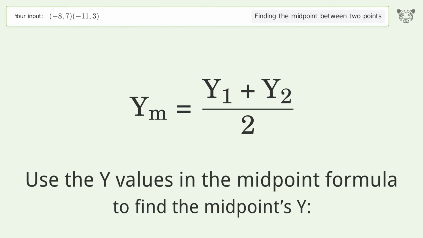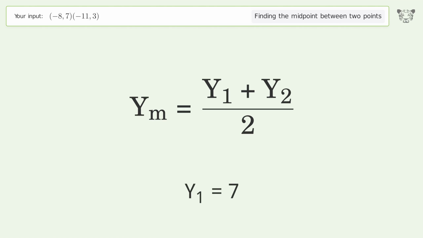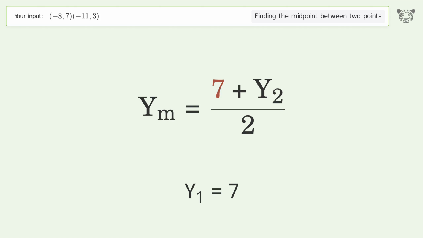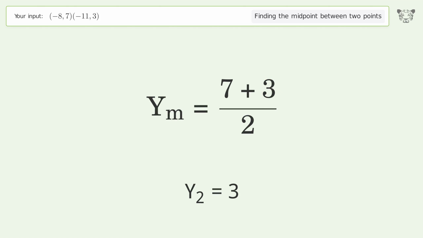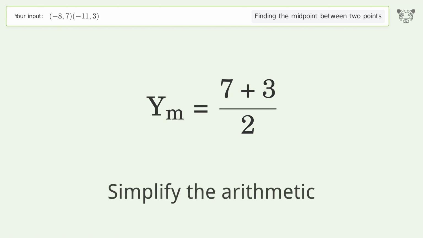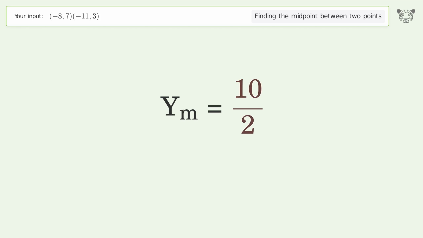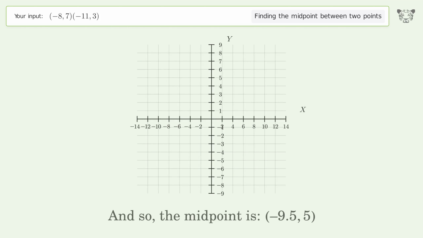Use the y values in the midpoint formula to find the midpoint's y. y1 equals 7. y2 equals 3. Simplify the arithmetic. And so, the midpoint is negative 9.5, 5.